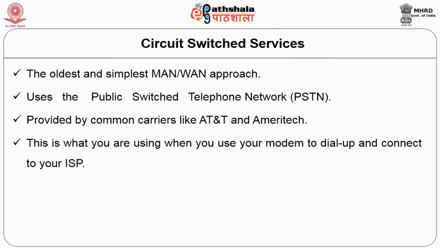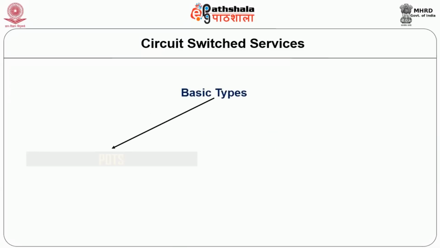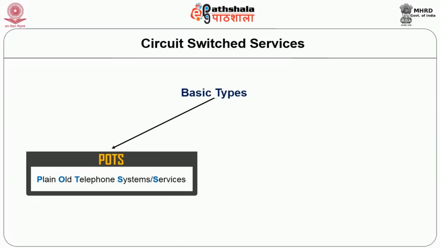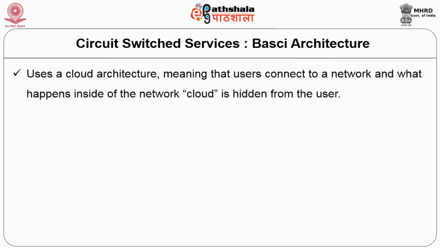So what we generally do is we dial up to the nearest ISP, that is the carrier. ISP stands for Internet Service Provider. So we connect to the nearest ISP, and there are two kinds of types used: POTS, the plain old telephone system or services, and then all services integrated together, that is voice, data, fax, everything together in a network, and that is what is called ISDN. Now the basic architecture uses a cloud architecture, meaning that users connect to a network, and what happens inside the network is like a cloud, which is hidden from the user. So the user need not generally understand it to communicate with the tools.